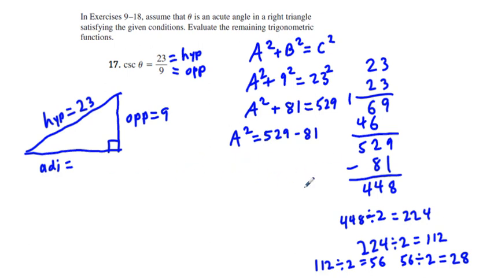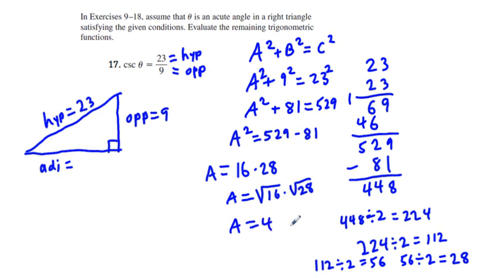So we have 2 times 2 times 2 times 2, which is going to be 16, times 28. So that's going to be a squared. And so a is going to be equal to square root of 16 times square root of 28. Square root of 16 is 4. And so we have 4 square root of 28. So that's going to be our adjacent side, 4 square root of 28 in simplest radical form.